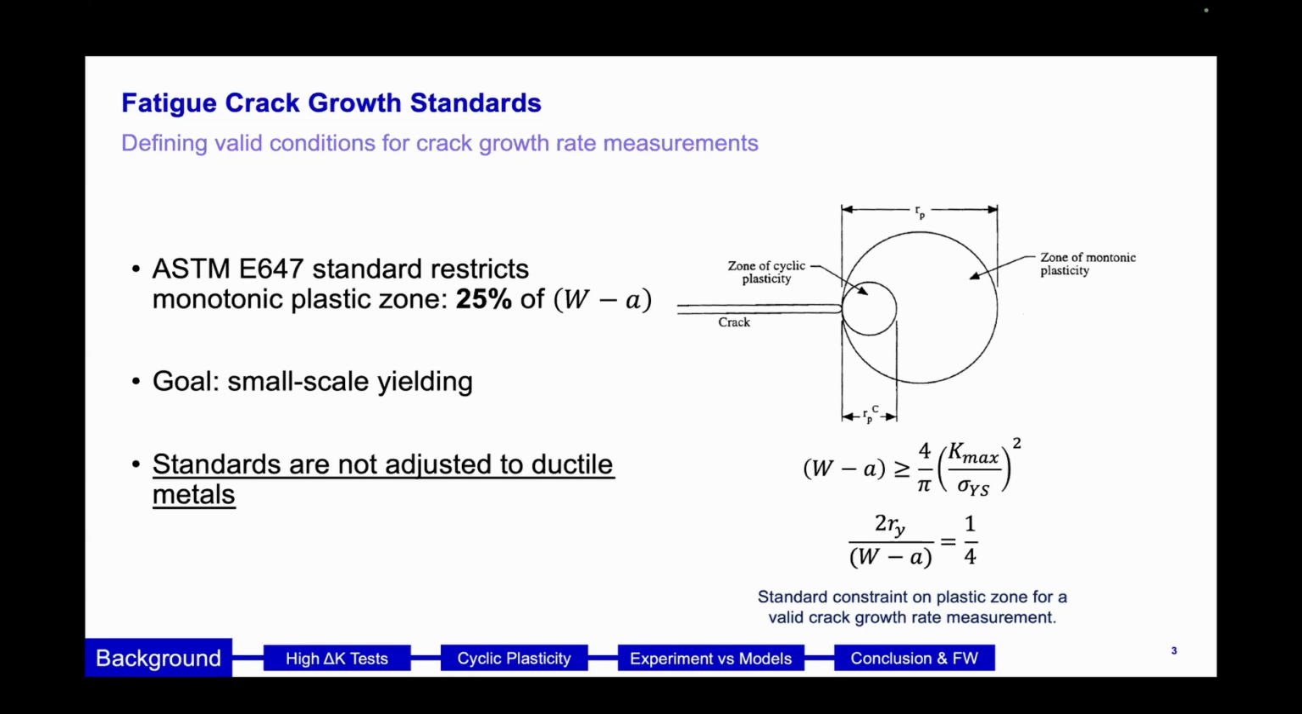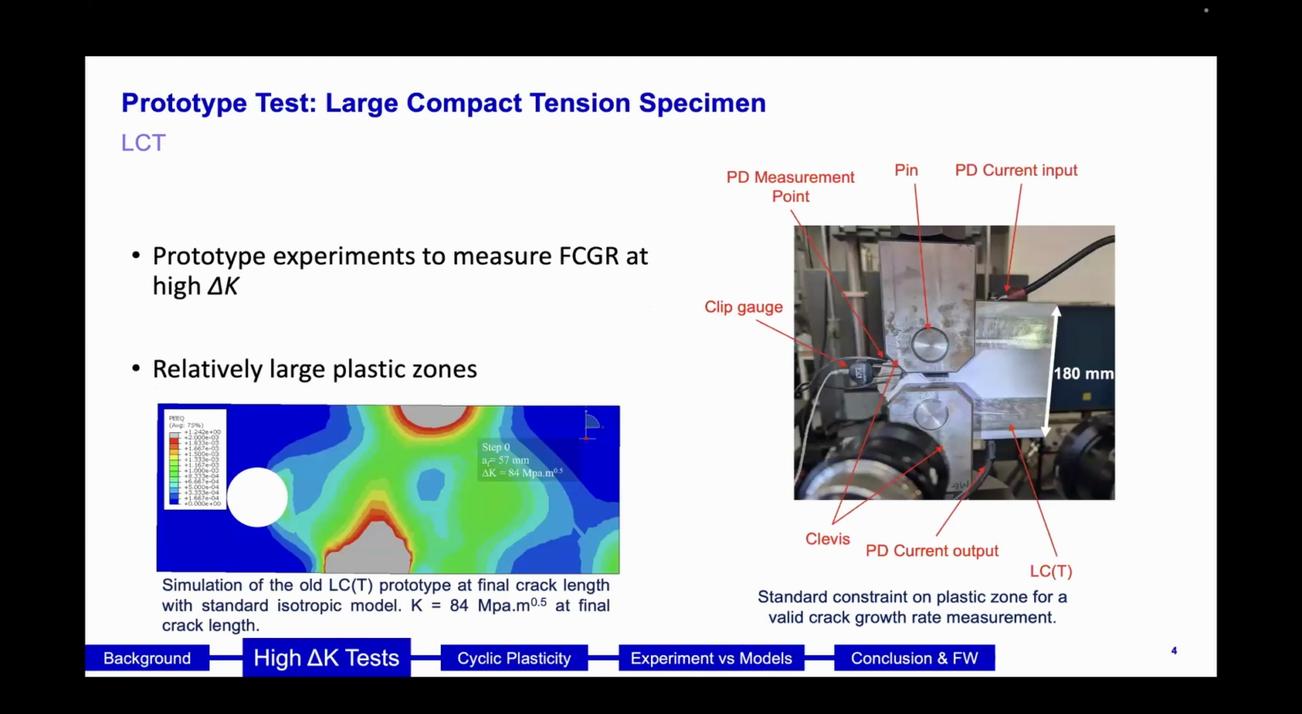Now, it's stated in the documents that led to this standard that this requirement is not well adjusted to ductile metals. So we wanted to just test this out with a prototype test and see what we would get. Using a large compact tension specimen, which I'll refer to now as LCT, and various measurement methods, so DCPD for monitoring crack length, and then more traditional methods that you all know.